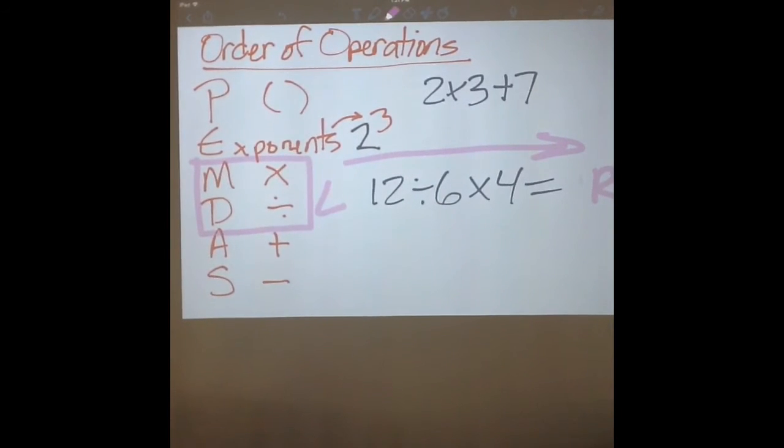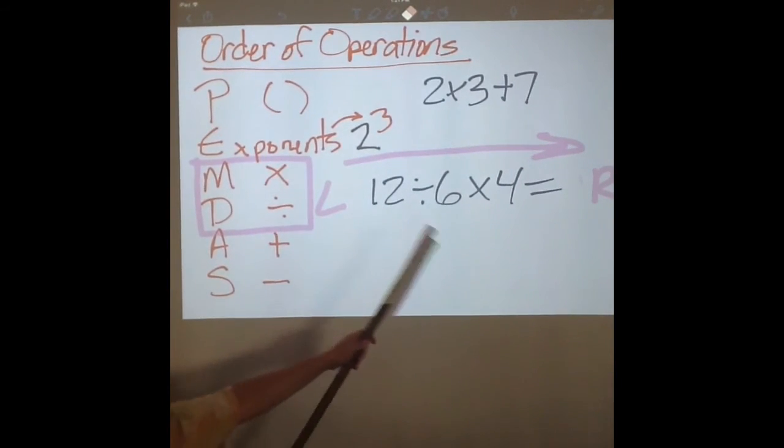What if I actually did this problem first? What's 6 times 4? 24. Now I'm going to have a 12 and divide by 24. But that's why we don't go from right to left. I just went right to left, huh? Yep. Was I supposed to go right to the left? No. No, I'm supposed to go left to right.